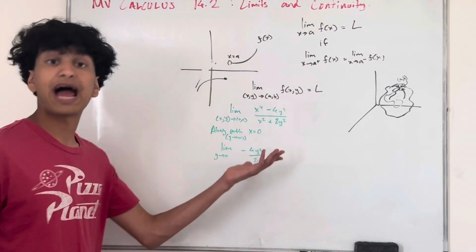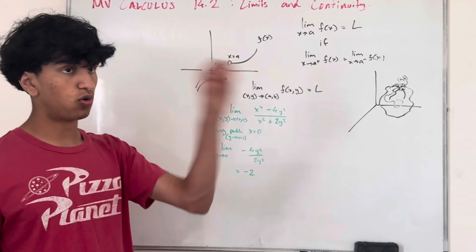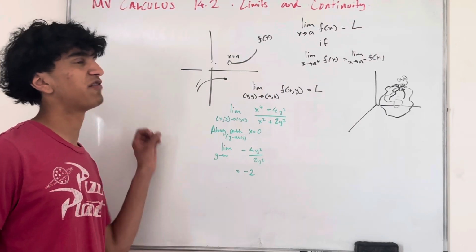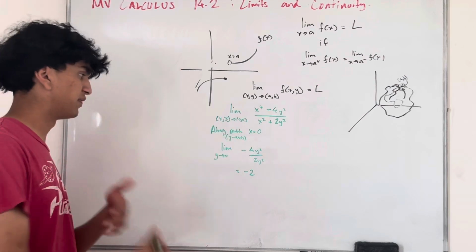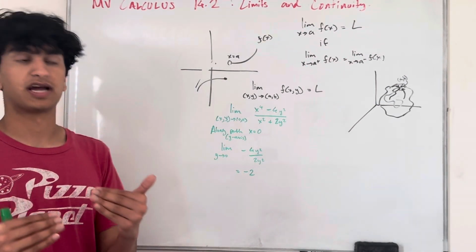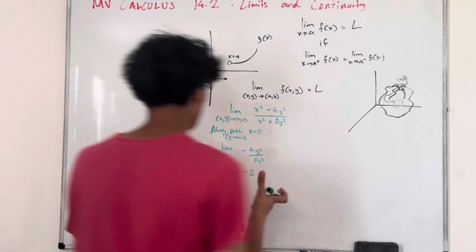And if you were to graph this, you would get a line, and there would be a hole at x equals 0, but the line would always be approaching negative 2. So that's not a terrible limit to evaluate.